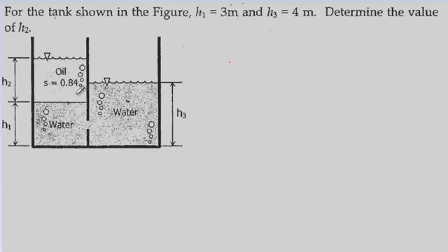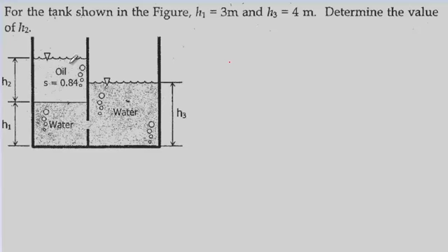If there's oil here, then there's water, then there's water below. Knowing that H1 is 3 and H3 is 4, this will just be straightforward. Let's just make this short. The solution here is simply you connect the points that you want to know. In this case, it's pressure.